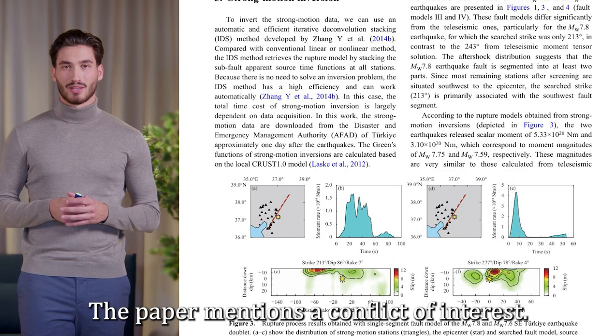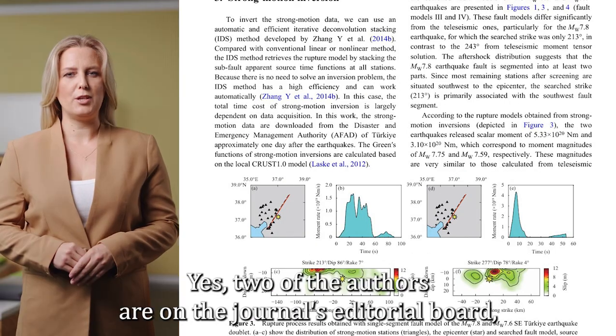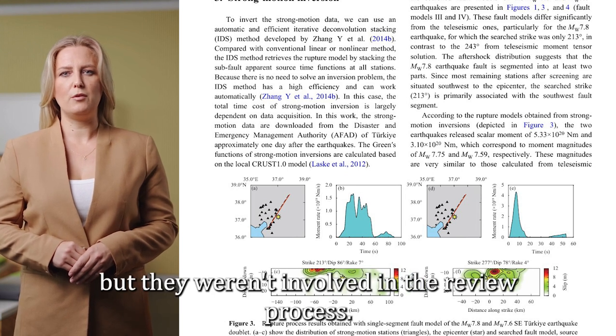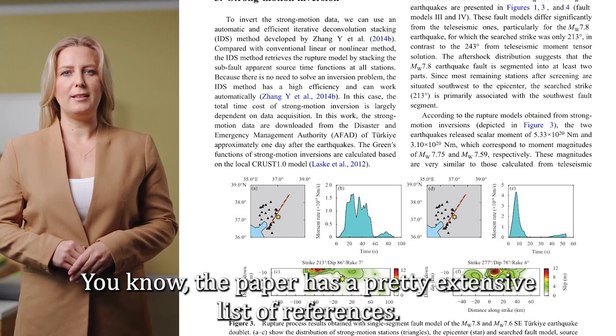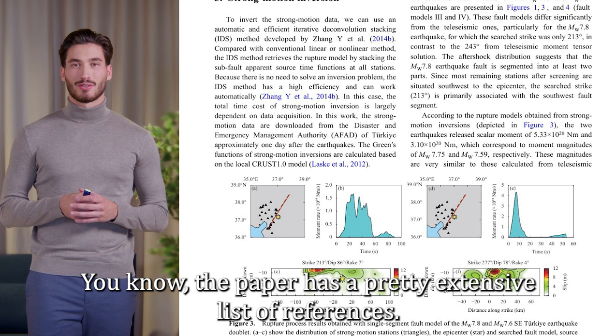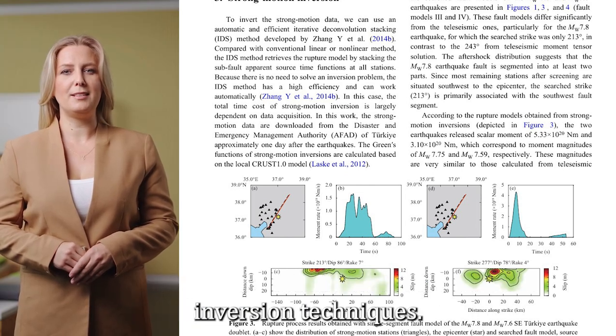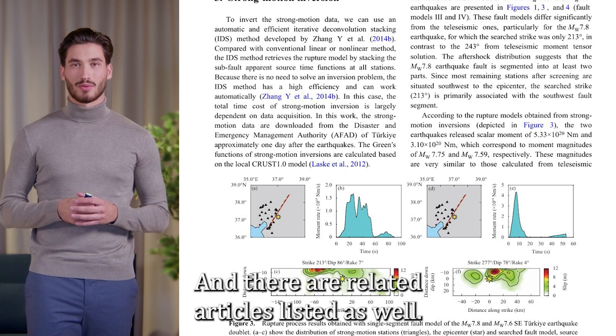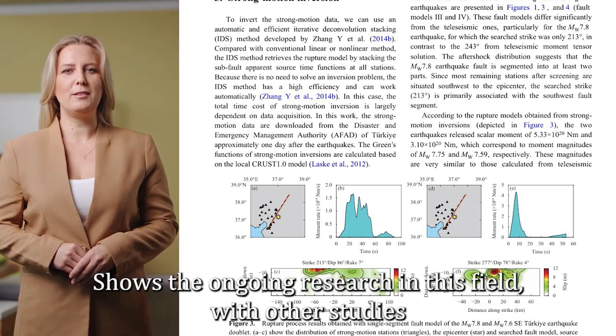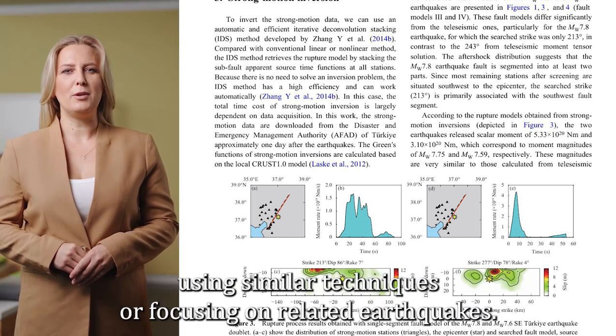The paper mentions a conflict of interest. Yes, two of the authors are on the journal's editorial board, but they weren't involved in the review process. Transparency is key. The paper has a pretty extensive list of references. It builds on a lot of previous work in earthquake science and source inversion techniques. And there are related articles listed as well. Shows the ongoing research in this field, with other studies using similar techniques or focusing on related earthquakes.